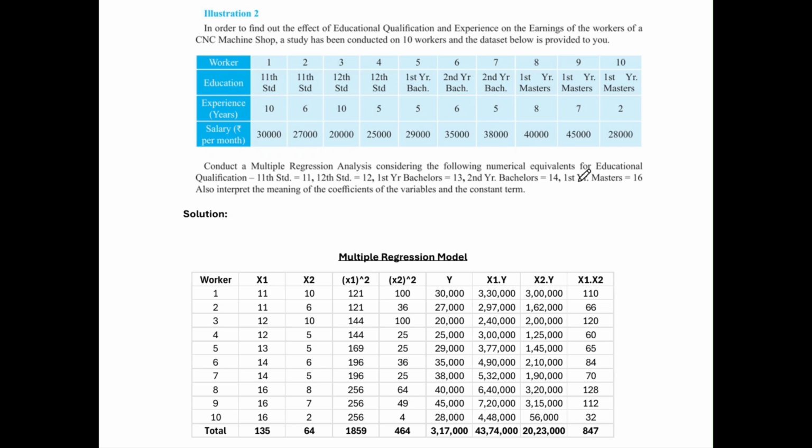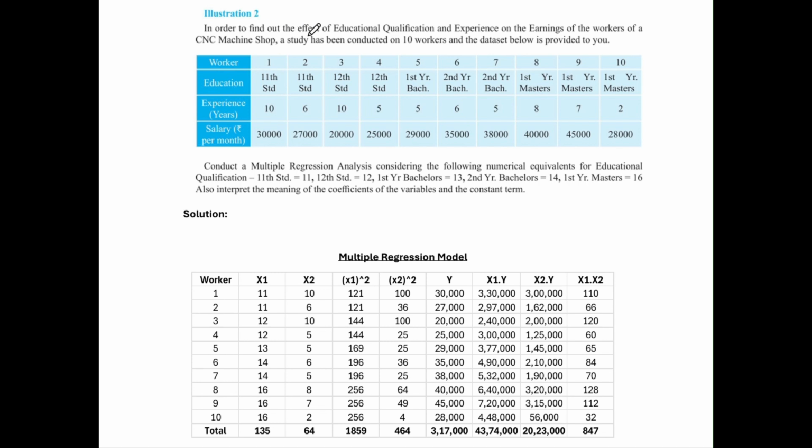Hello students, today we will cover top 3 questions from ICMAI study materials, topic business forecasting and regression analysis. Let's start. Question number 2.